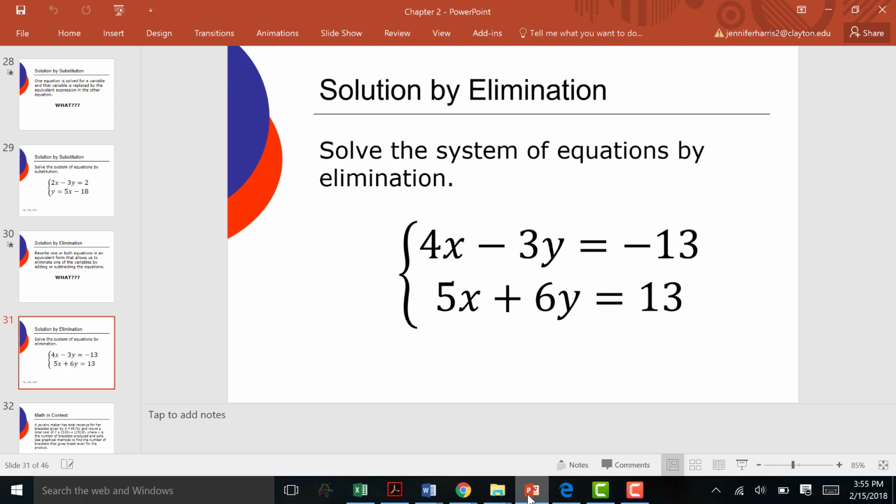So I got 4 times negative 1 minus 3y is equal to negative 13. What's 4 times negative 1? Negative 4, so that's negative 4 minus 3y equals negative 13. Add 4 to both sides. So the 4's cancel out. Now I've got negative 3y is equal to negative 9. Divide both sides by negative 3. So y is equal to 3. What's the point where those two lines cross?